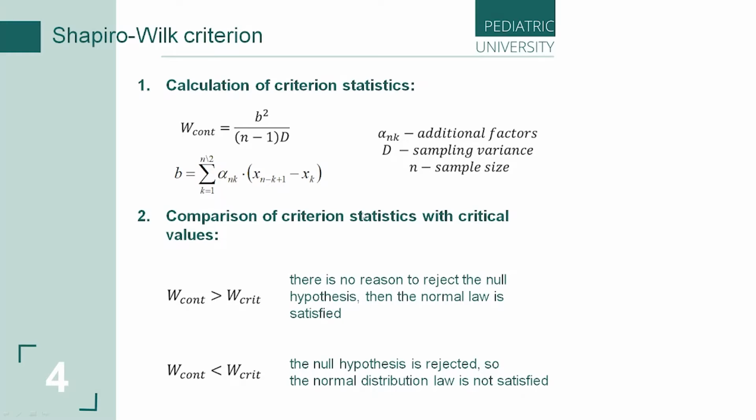This means that we subtract the second element from the penultimate element of our ordered sample. And for example, if k is 3, we get x n minus 2 minus x3. That is, from the third element from the end of the ordered sample, we subtract the third element from the start, and so on, so on, so on.